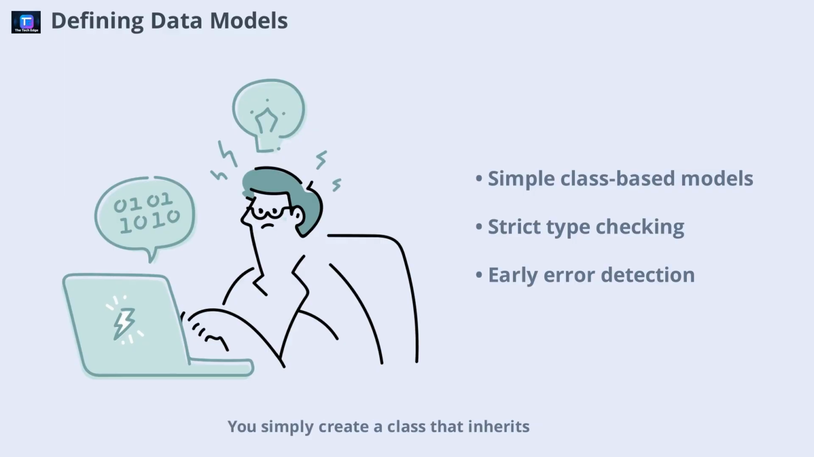With Pydantic, defining a data model is straightforward. You simply create a class that inherits from BaseModel and specify the fields you expect. For example, if you want a summary and sentiment, you define those as string fields. When you pass data to this model, Pydantic checks that everything matches your expectations. If you try to pass an integer where a string is required, Pydantic will raise a validation error, making it easy to spot and fix issues before they cause bigger problems.